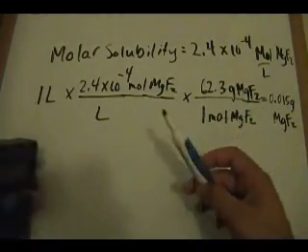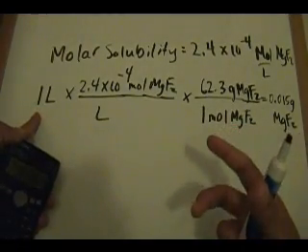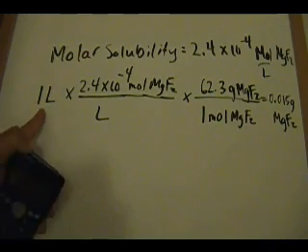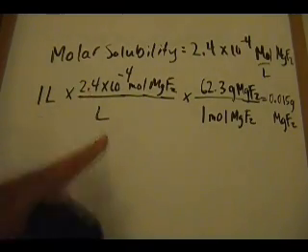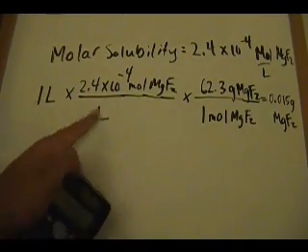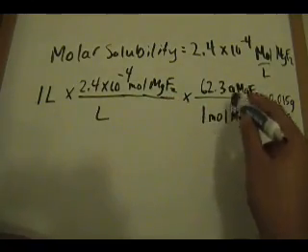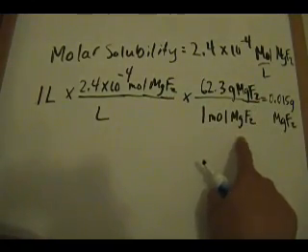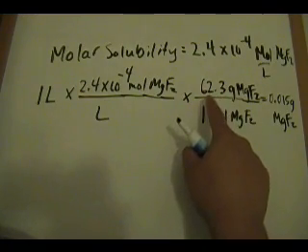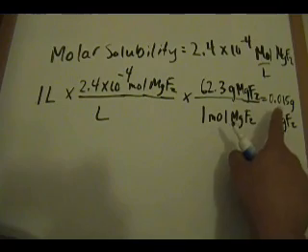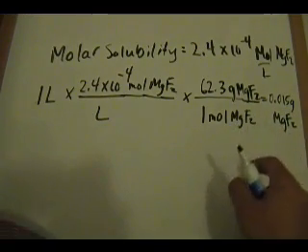Again, we start off with the volume that we're asked. It's asking how many grams of magnesium fluoride dissolves in 1 liter of water. So 1 liter of water times the molar solubility gives us the moles of magnesium fluoride. We multiply by the molar mass, 62.3 grams of magnesium fluoride per 1 mole. It gives you 0.015 grams of magnesium fluoride.